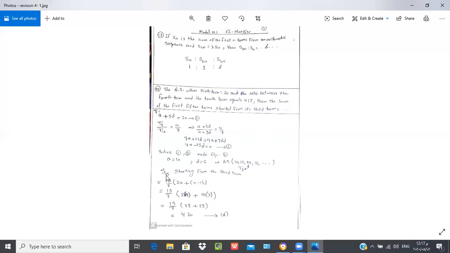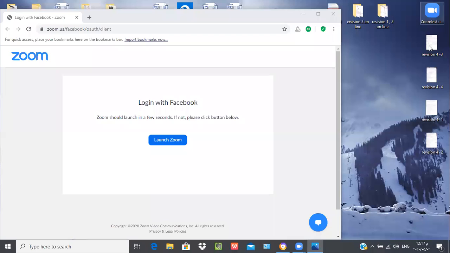So S15 equals 15 over 2 multiply 2A plus n minus 1 D. This is the rule. But A here is 14. So 2 multiply 14 plus here n minus 1, 15 minus 1, it will be 14, multiply the difference which is 2. So you will get 420. Okay? Now we'll go to another one.